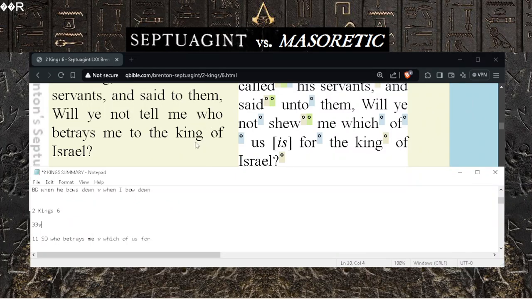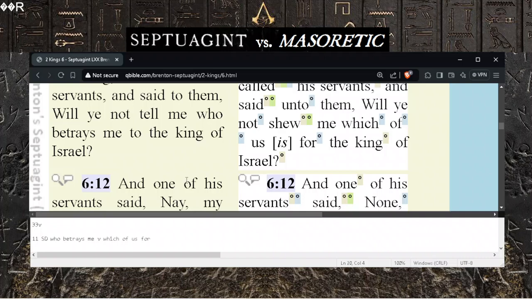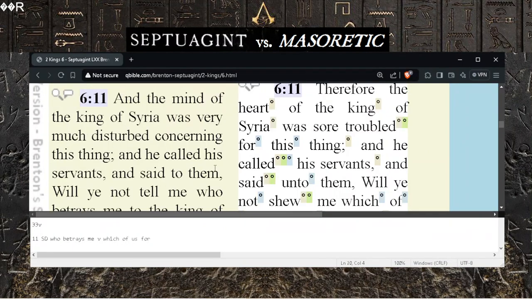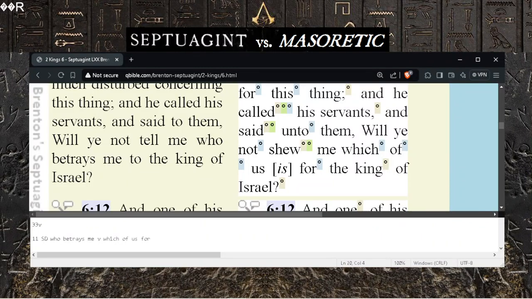Okay, chapter 6, verse 11, this is a big difference. The king of Syria asking his servants, will you not tell me who betrays me to the king of Israel? So tell me who's the mole, who's the traitor. In the Masoretic, what is it saying? Will you not show me which of us is for the king of Israel? So yes, he's still a mole, but I think the language is a lot more straightforward in the Septuagint: this is a traitor, this is the one who betrays me.